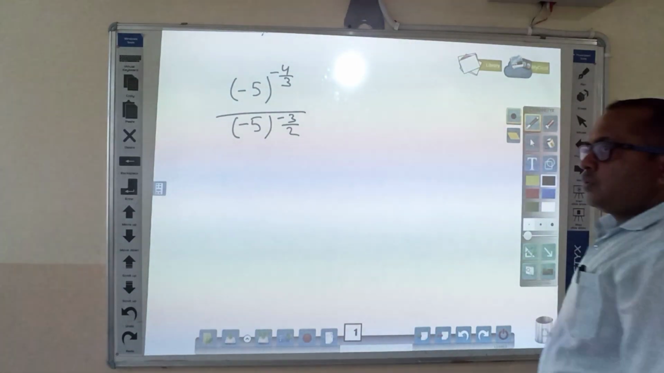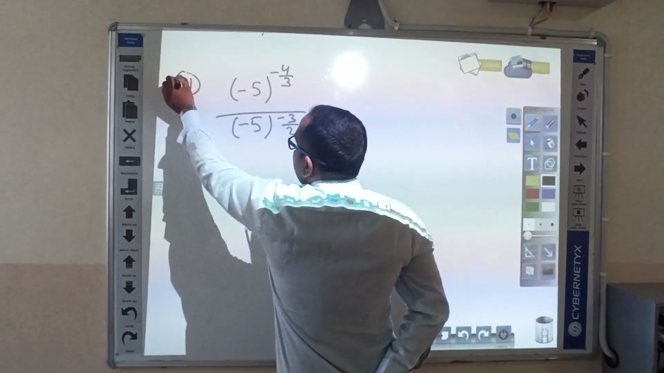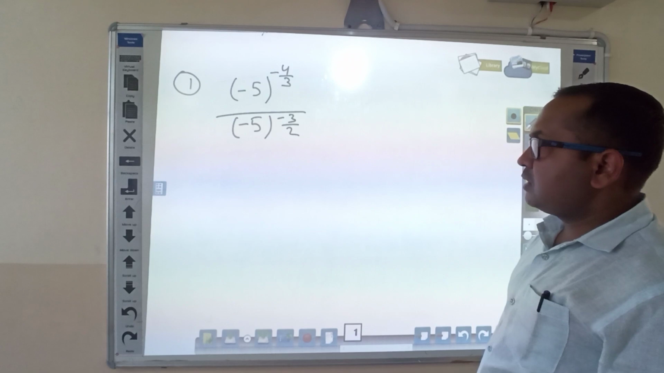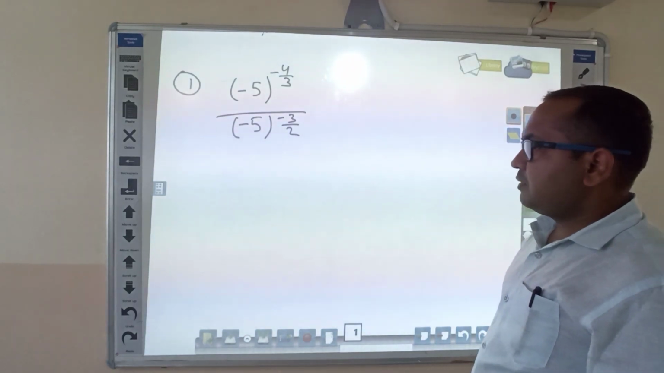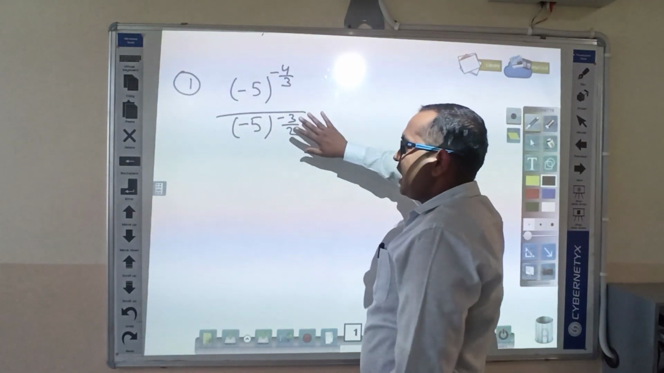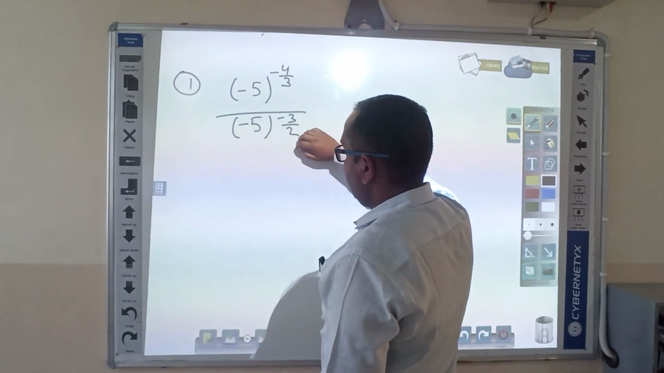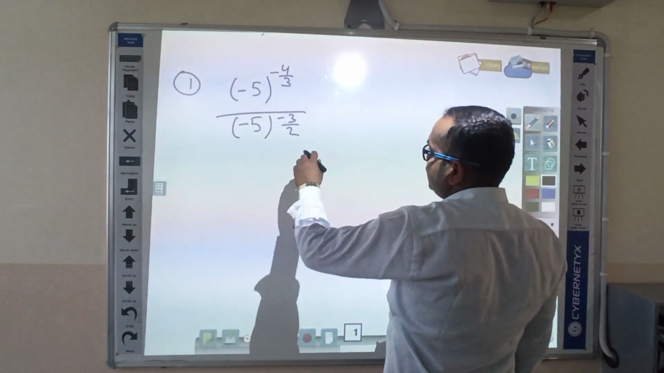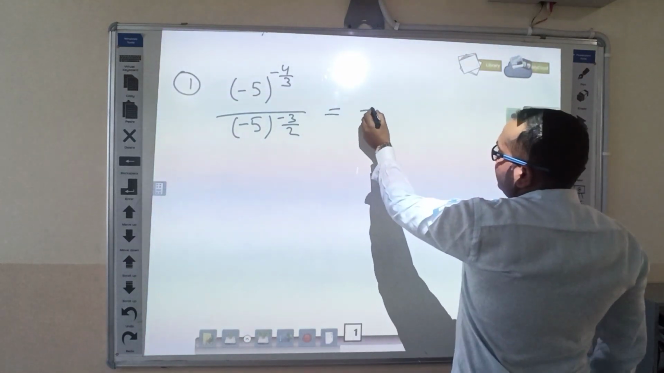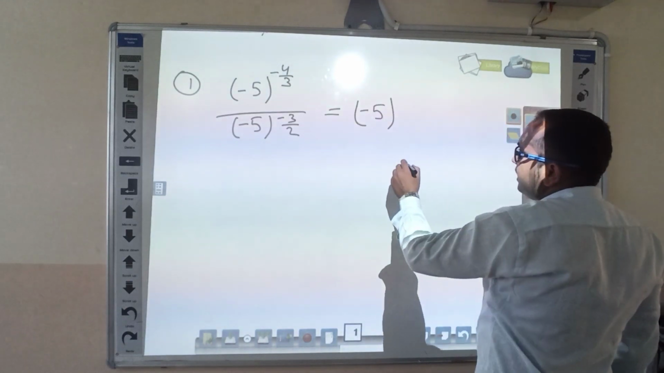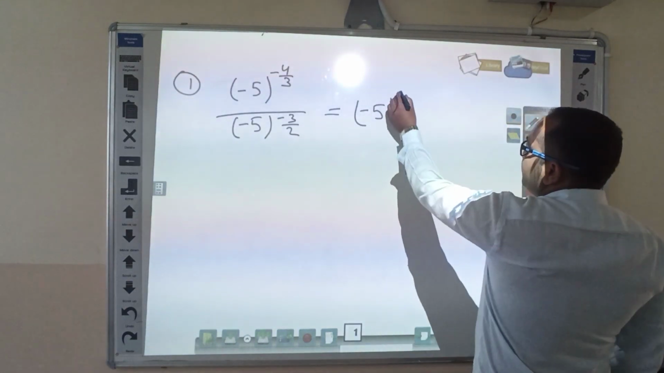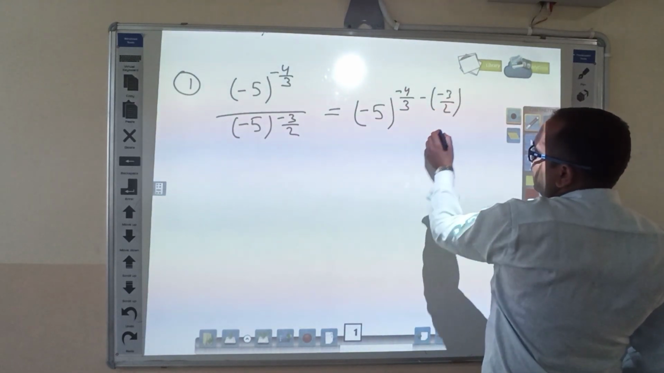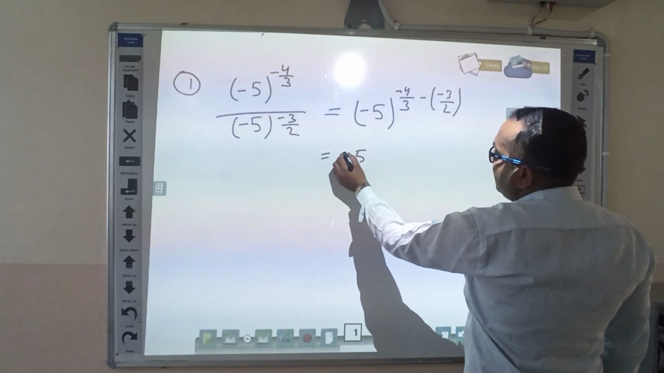Here we apply another law. When the numbers have the base common and the exponents are different, and these two numbers are in division form, the division indicates that the two numbers have the same base and different exponents. So we know that when the bases are the same and the exponents are different and they are in division form, we subtract the exponents.